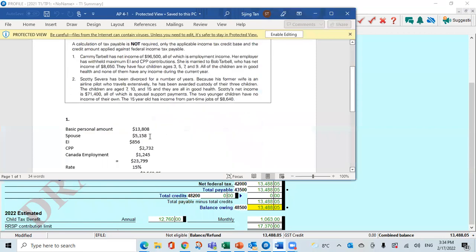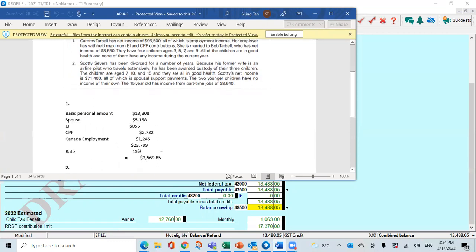So that is actually for question number 1. Right, so you consider your basic personal amount, you consider your spouse credit, you have EI, CPP, the Canada employment amount, and then times 15%, that will be your credit. But the second question is a little bit different because it's a single parent and all the income is coming from the spouse support payment. So there's no employment income. And then the one kid who turns 15 years old has income of 8,640, but the other 2 didn't have any income.